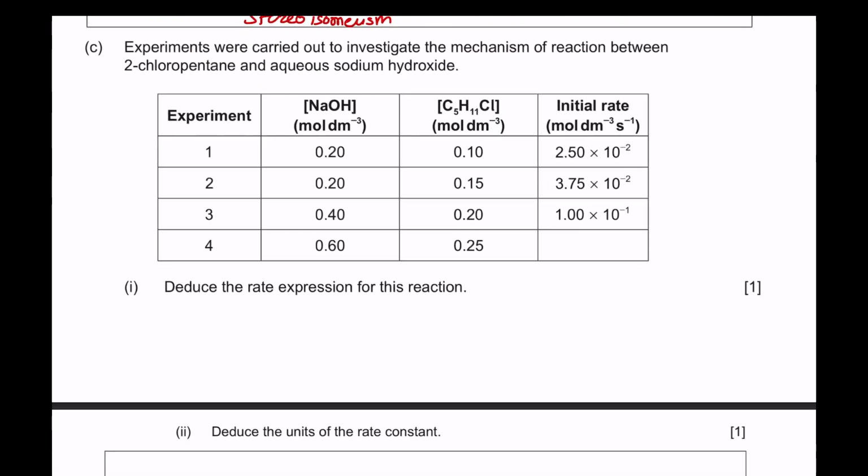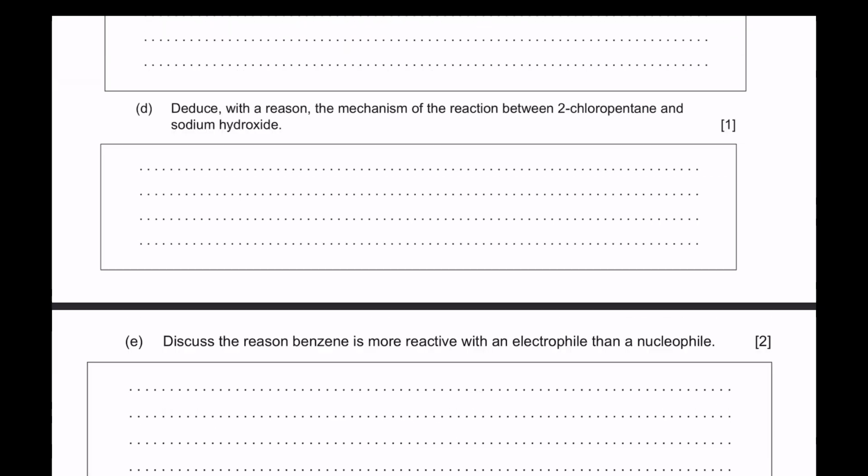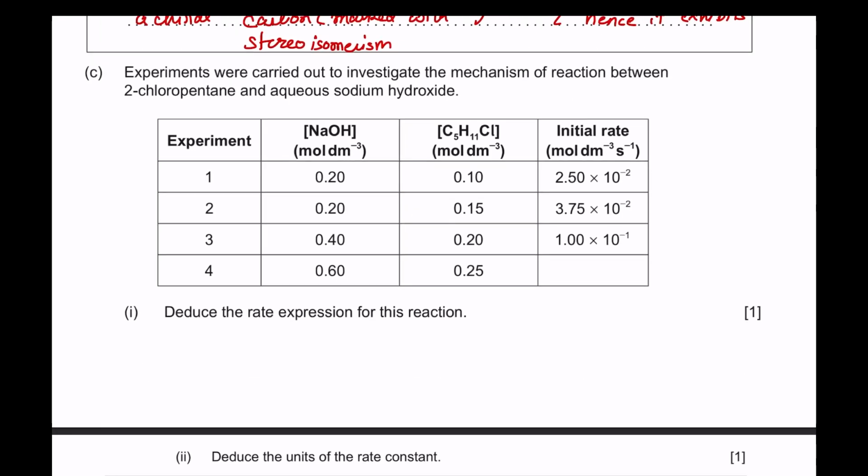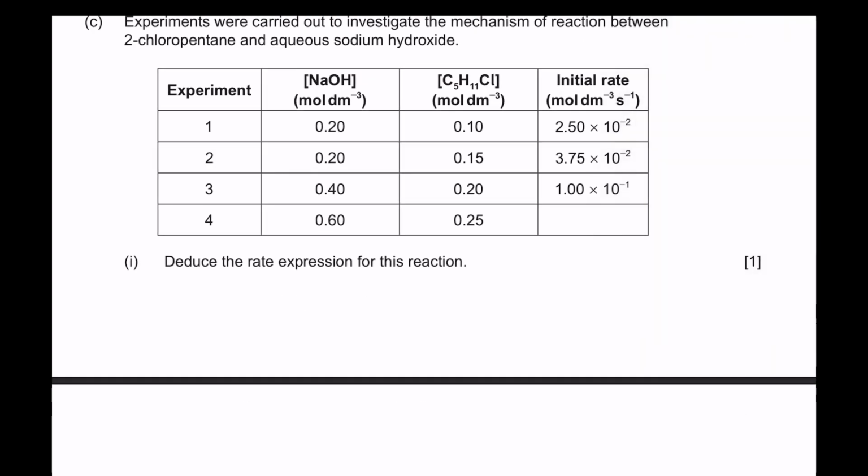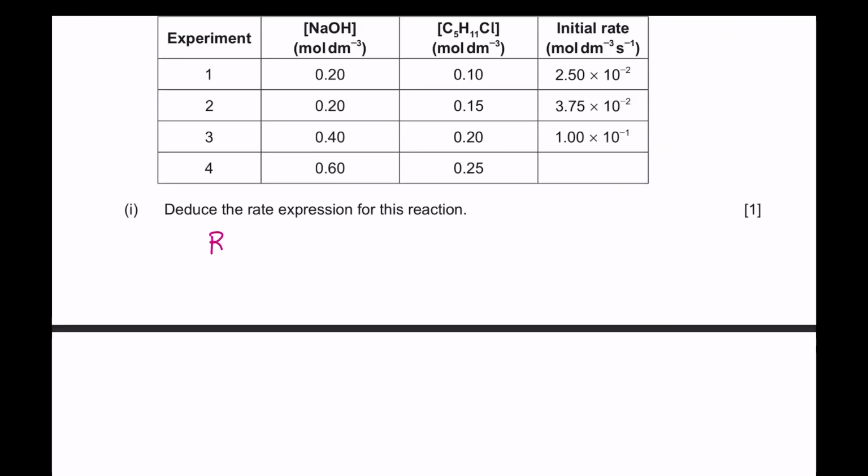Now let's start with our part C, which is no, it's still a pretty long question. It's one of the biggest questions in the syllabus. So you have to deduce the rate expression for this reaction. Now this will be long, so I would need another page here. So let's start with the general expression. The rate would be k times [NaOH] to the power of a, times [C5H11Cl] to the power of b. We need to find the values of a and b.